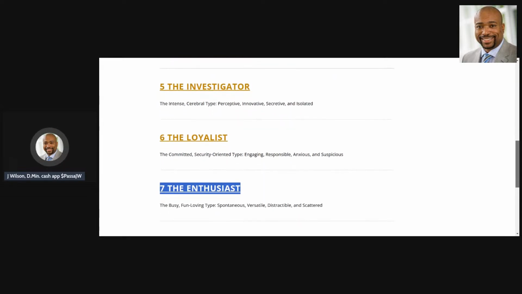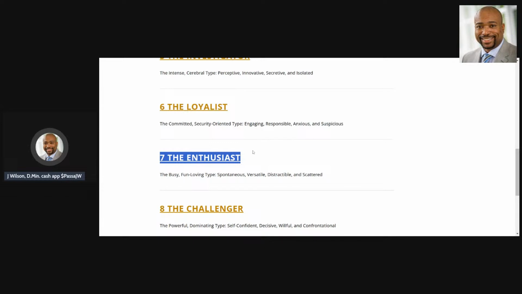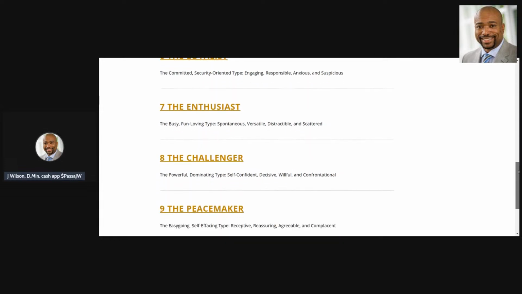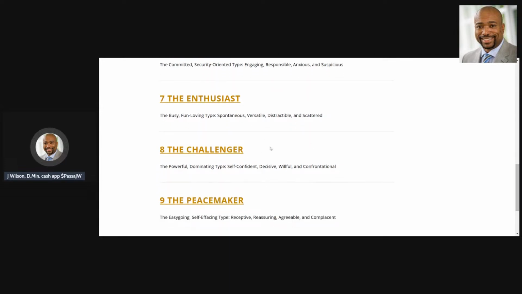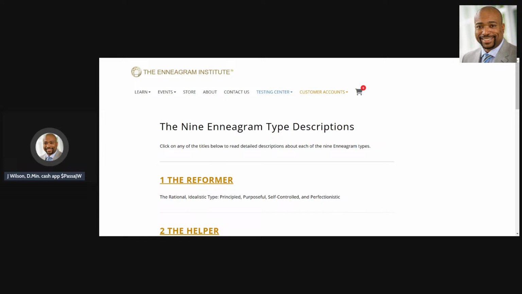Are you the loyalist, committed, security-oriented type, engaging, responsible, anxious, suspicious? Are you the enthusiast, busy, fun-loving type, spontaneous, versatile, distractible, scattered? Are you the challenger, the powerful, domineering type, self-confident, decisive, willful, confrontational? Or are you the peacemaker, easygoing, self-effacing type, receptive, reassuring, agreeable, complacent? Which one are you? Which one are you all? So let me see what you all said here.